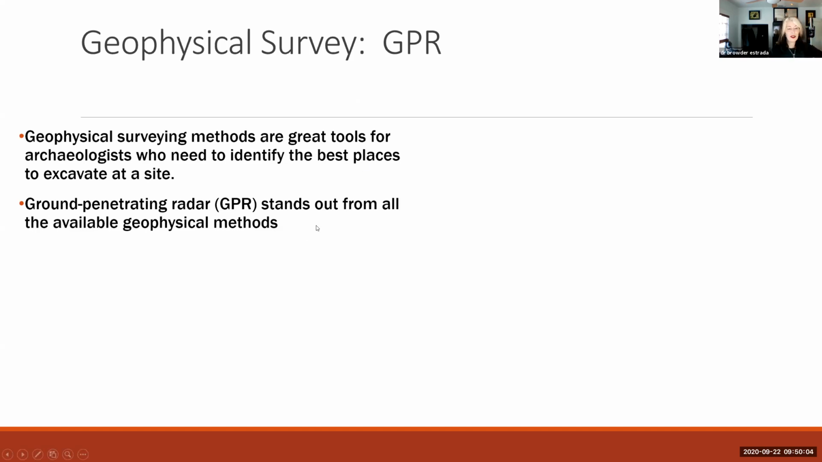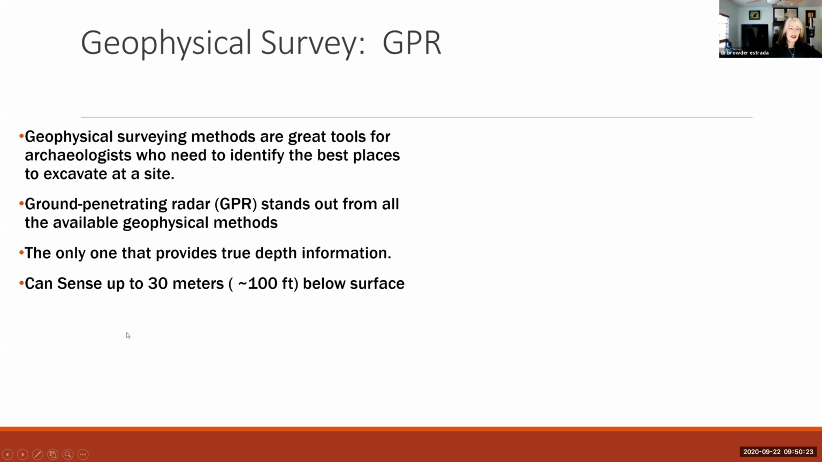So GPR, ground penetrating radar. This one gives depth information. So while magnetometers told them where to look, GPR not only says something's here, but how far below the surface it is. So that makes it even more useful. It can sense up to 30 meters right now, and maybe they'll get better, 30 meters below the surface. So that's in US measurements about 100 feet.